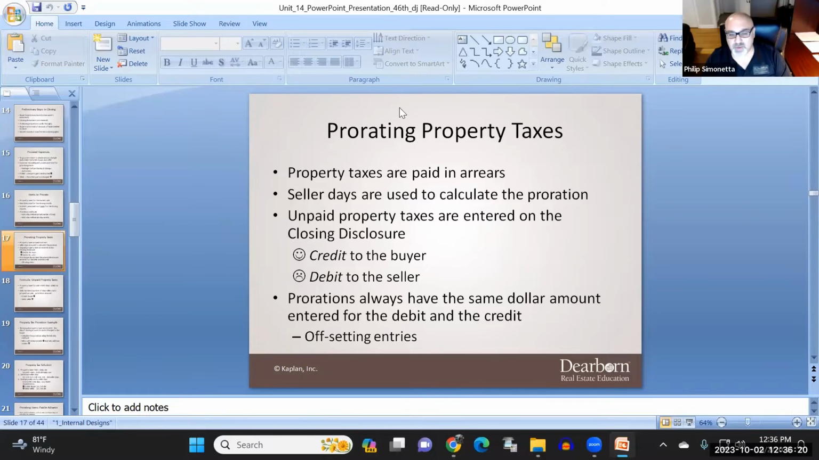So the unpaid property taxes are entered onto the closing disclosure as a credit to the buyer and a debit to the seller, because the seller is paying it and the buyer is getting it. A credit's when you get it, a debit's when you pay it. Okay.